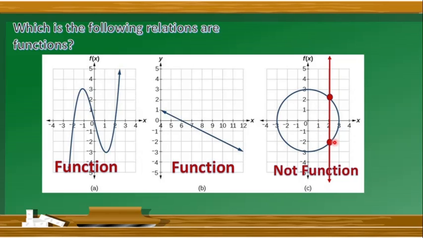So that's all. I hope you understand how to identify whether a certain representation is a function or not from the table of values, ordered pairs, graphing, and mapping diagram. I hope this helps you understand what relation and function is all about.